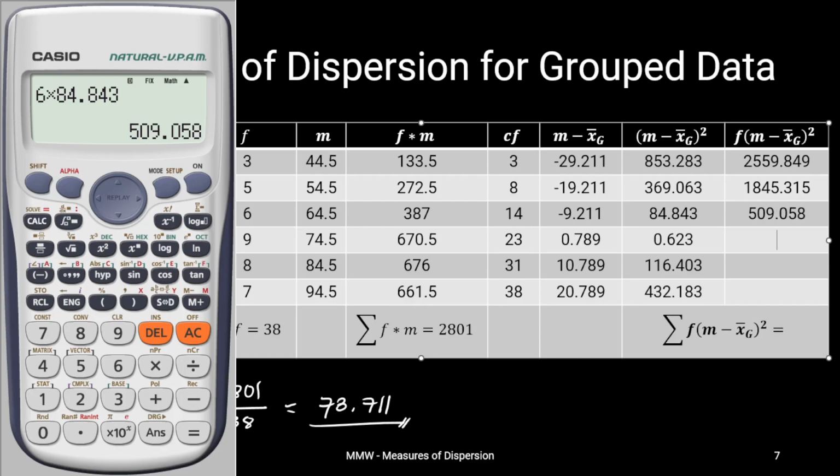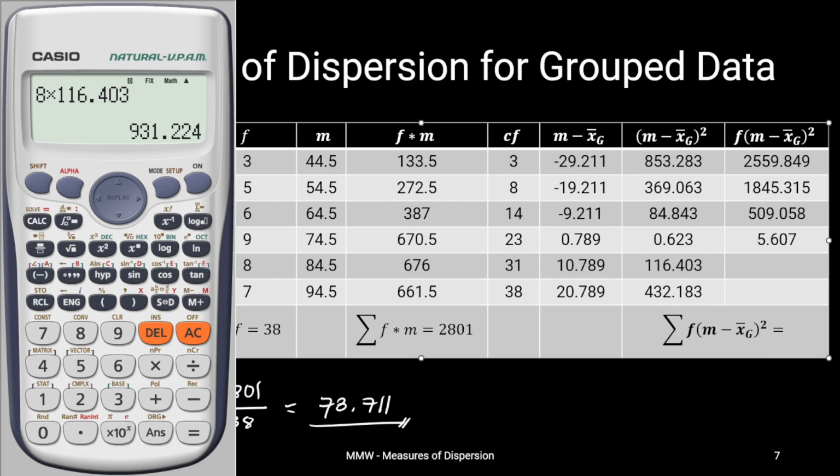509.058. Okay, next. So we have 9 times 0.623. So we have 5.607. Next, so we have 84 times 8 times 116.403. So that is 931.